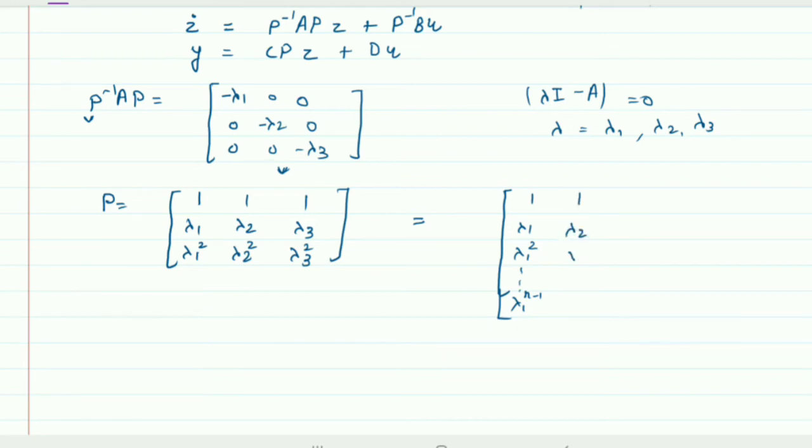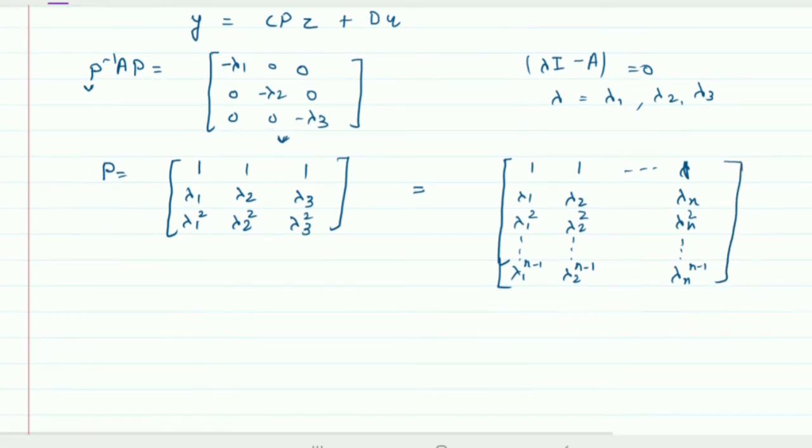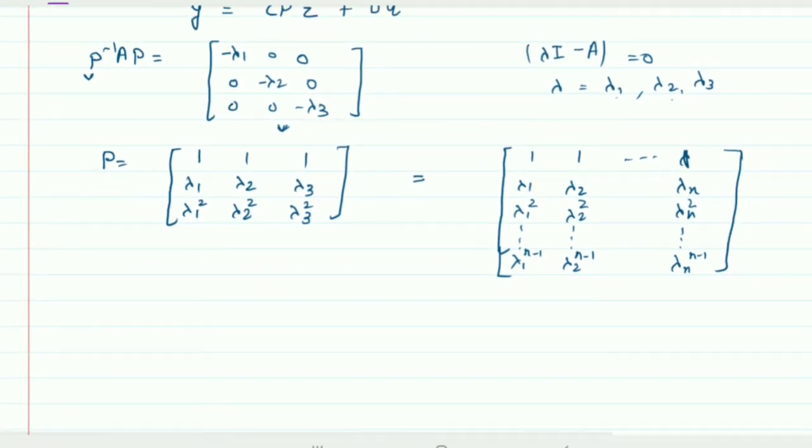Then 1, lambda 2, lambda 2 square, lambda 2 cube, and so on, up to lambda 2 to the power n minus 1. Similarly, we will have 1, lambda n, lambda n square, and up to lambda n to the power n minus 1. This is the case when you have distinct roots lambda 1, lambda 2, and lambda 3. And if you choose the P matrix in this form, P inverse AP will always be in the diagonal form.